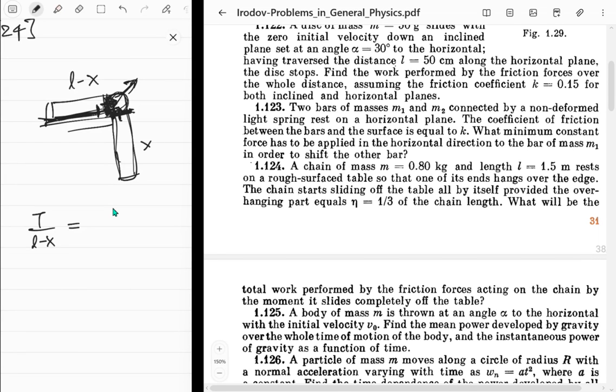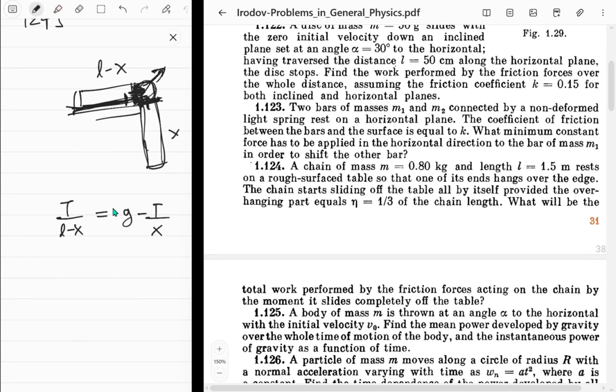So what that means is this is just equal to G minus T upon X, because it's proportional to X. Actually, it should not be G. Okay, whatever. Just call this mu times this, so mu here is the linear mass density. So it goes over here, T upon mu, that times X plus L minus X, which is just L upon X times L minus X, is equal to G.